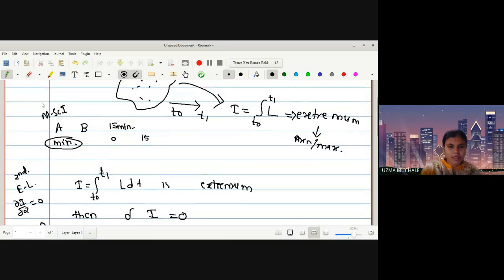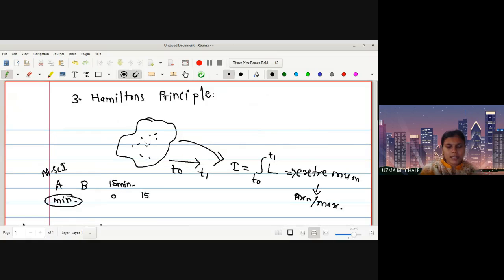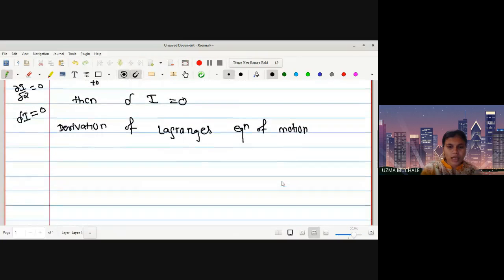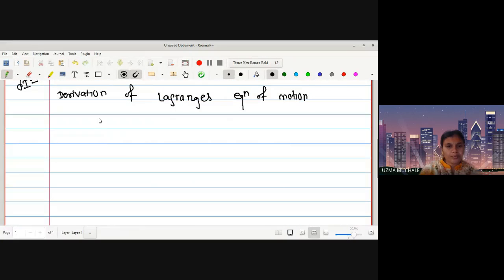What is Hamilton's principle? The dynamical system will move from position A to B within the time interval t0 to t1 in such a way that it will choose a path so that the line integral of the Lagrangian is extremum. What do you mean by extremum? The delta variation in the value of the integration I should be equal to 0. Okay. So let us start with the proof.